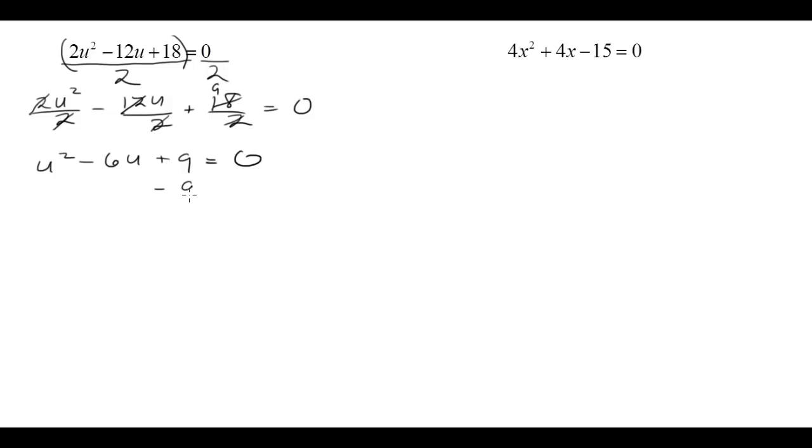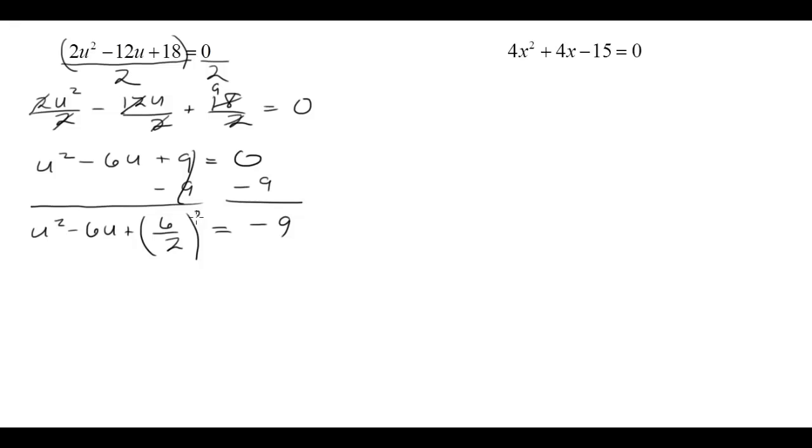First thing, just like last time, get rid of that constant on the left-hand side. And that leaves me with u squared minus 6u. That goes away, equals minus 9. And what do I add? Well, I know what I add. I take 6, this number here, divide it by 2, and I square it. And, of course, if I do it to one side, I have to do it to the other side. So I'm going to add 6 divided by 2 squared to the other side.